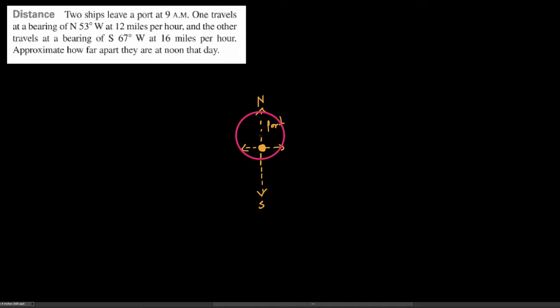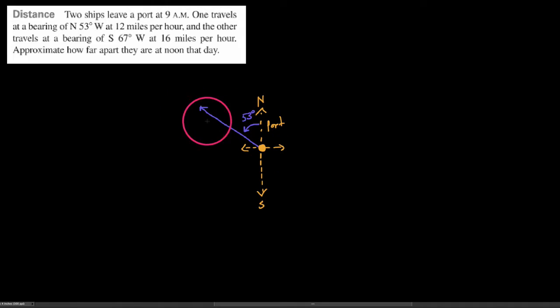So if I'm north 53 degrees west, this means we're going to start up north and we're going to deviate 53 degrees towards the west. So I can almost imagine that this might look something like this here, where this angle that we see right here is 53 degrees. So we started north and went 53 degrees towards the west.